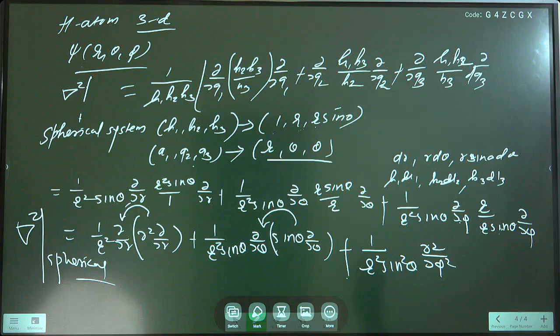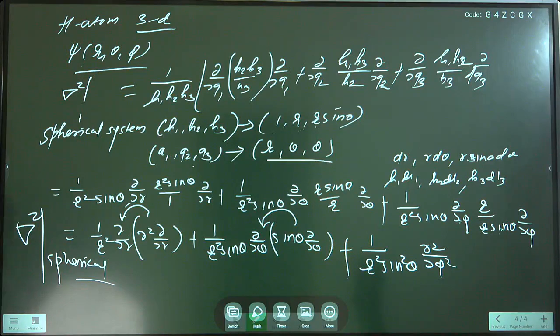Next, we can find out the wave function of hydrogen atom. Okay, wave function of hydrogen atom. What is the wave function of hydrogen atom?